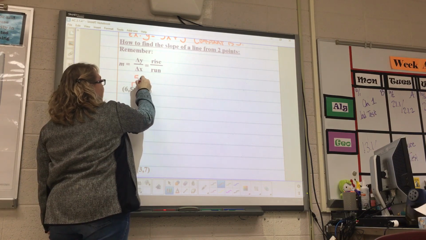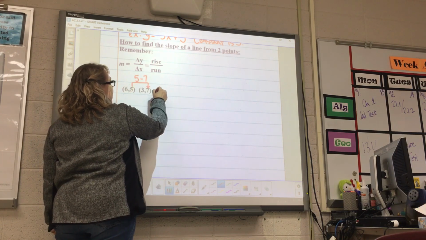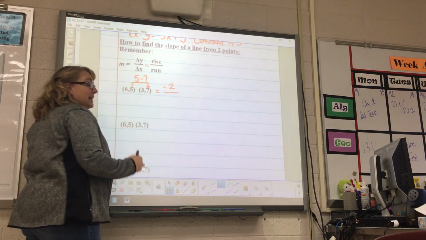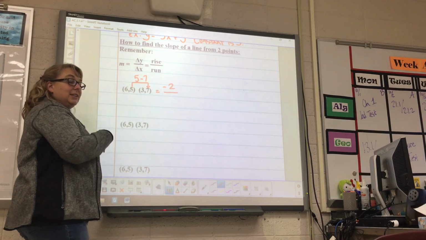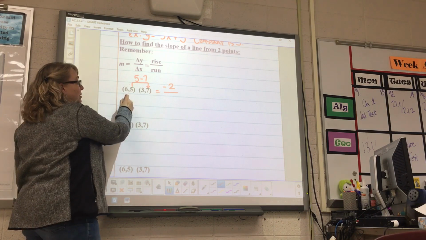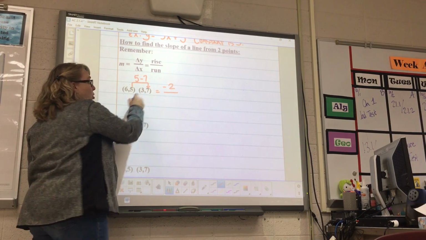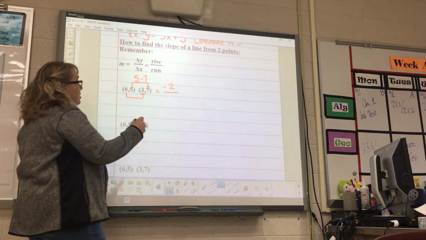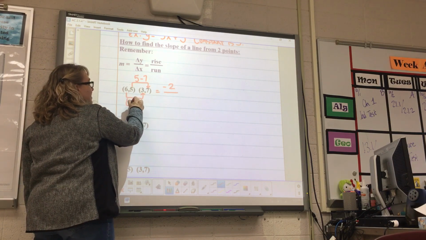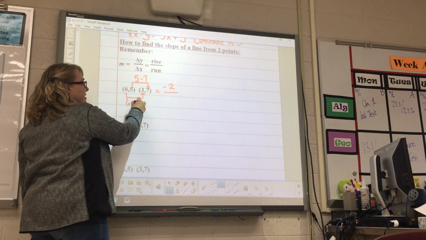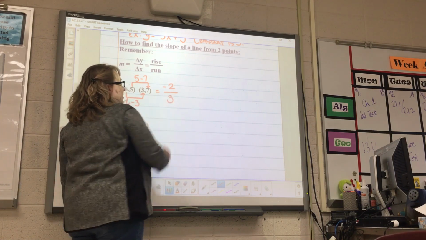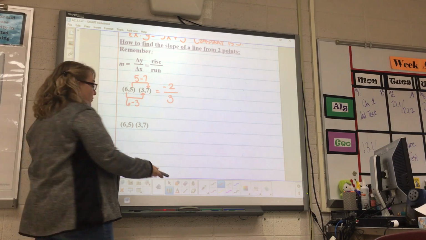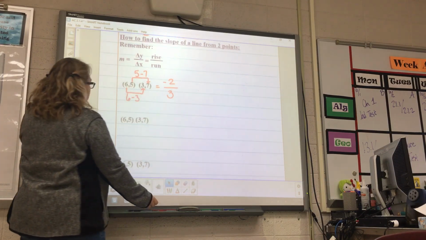So here I have 5 minus 7. If I do 5 minus 7, I get negative 2, and that is going to go on the top of my fraction. Now I'm going to do the same thing with the x's, but this time I'm going to draw the arrow below my two numbers to remind myself that the x's need to go on the bottom of the fraction. And here I would have 6 minus 3. 6 minus 3 is 3. That means my slope is negative 2 over 3. I can't reduce it any further than that, so I would just leave it.